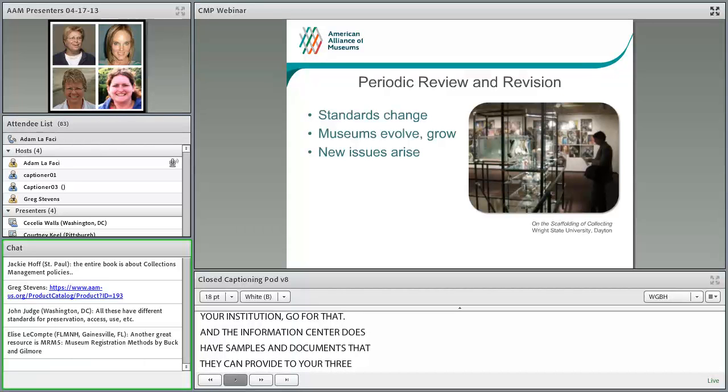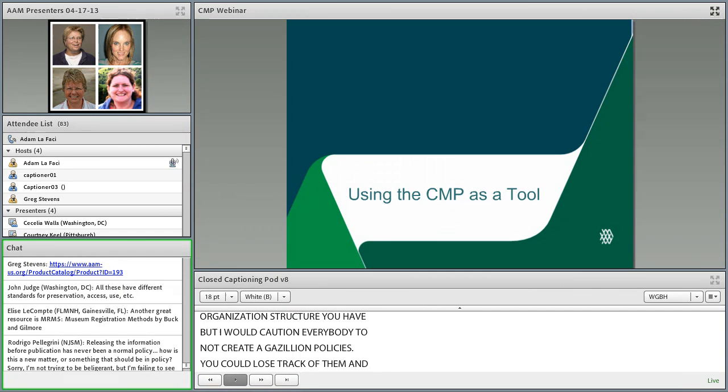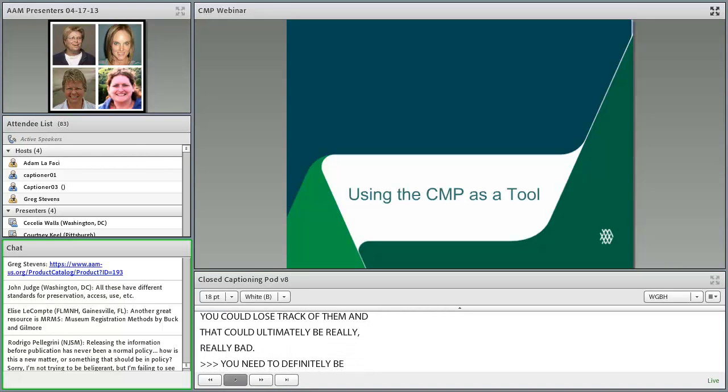Great. Yeah, this is Jackie. I 100% agree. I think it really does depend on the organization structure that you have, but I would caution everybody to not create a bazillion policies. You'll lose track of them, and that could ultimately be really, really bad. Yeah, you need to definitely be able to access that information. So as long as it works for your institution.